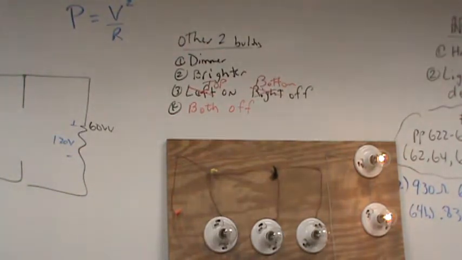Okay. Which do you think it is? Do the other two bulbs get dimmer, brighter, top on, bottom off, or both off? Are you ready to vote?